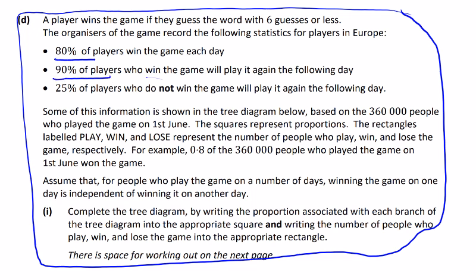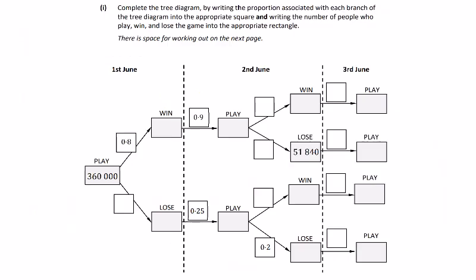90% who win the game play it again the following day. And 25% who do not win the game play it again the following day. And we're given a tree diagram to fill in based on 360,000 people playing. And here's my tree diagram. So it's just kind of basic maths here. We're getting 80% of 360,000, which is 288,000. But you can see the size of the box here. I can't fit 288,000 in there, so I'm just going to write it above.